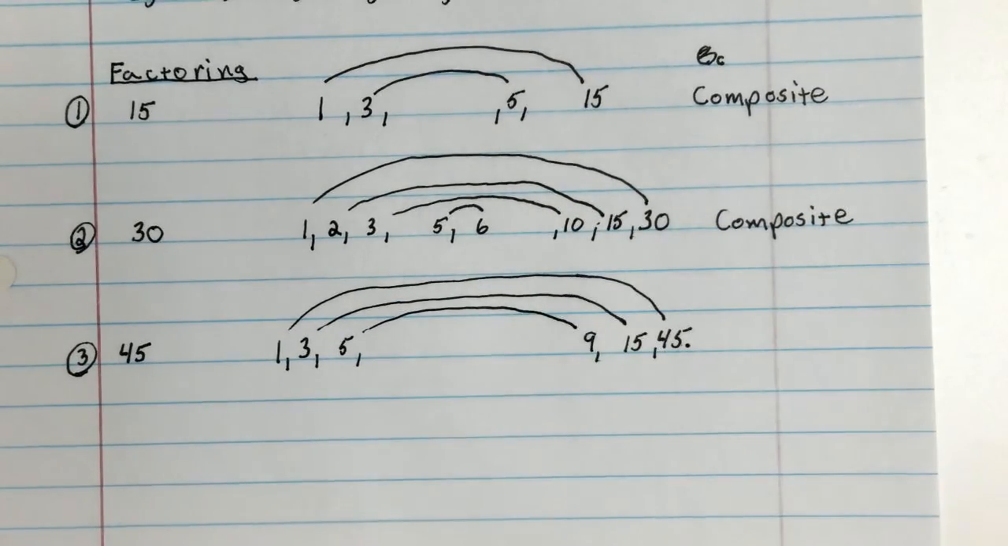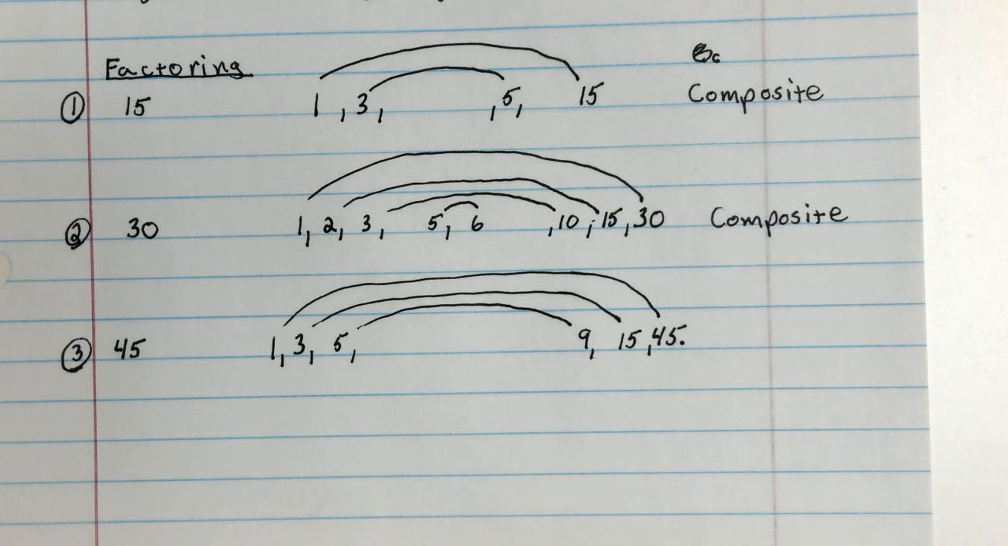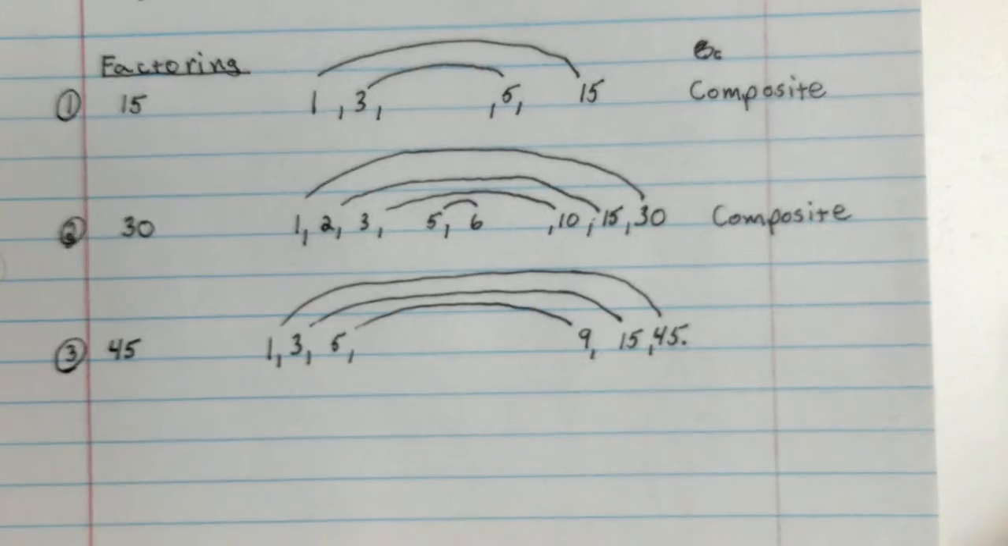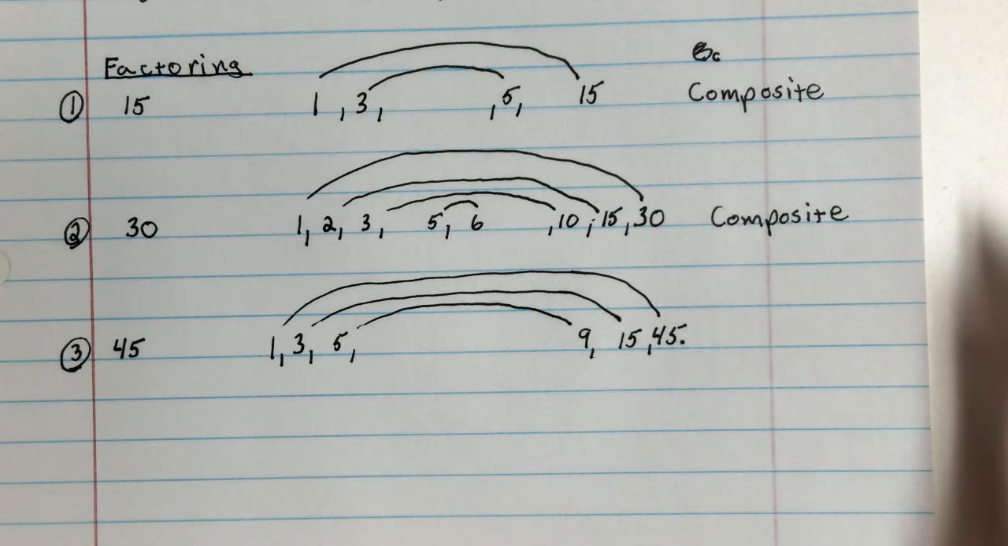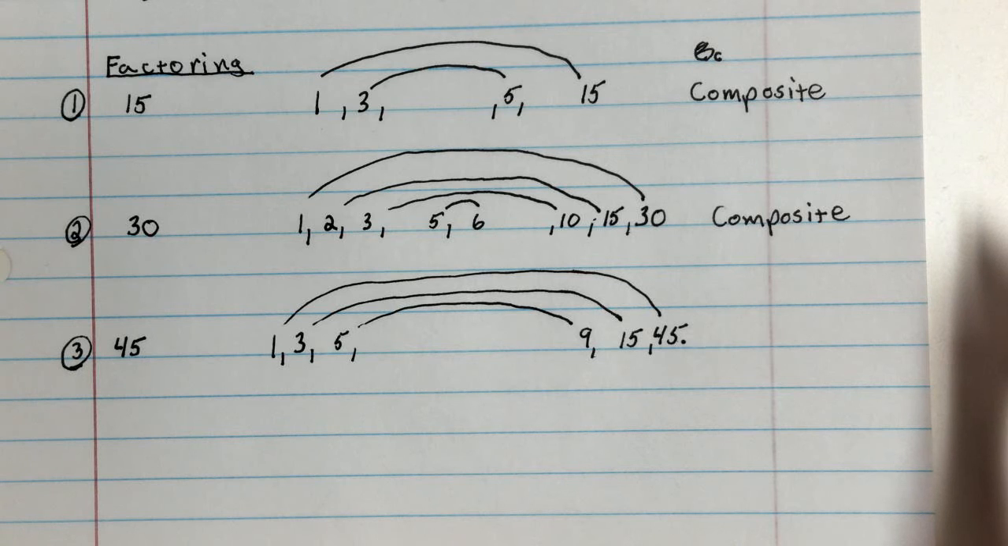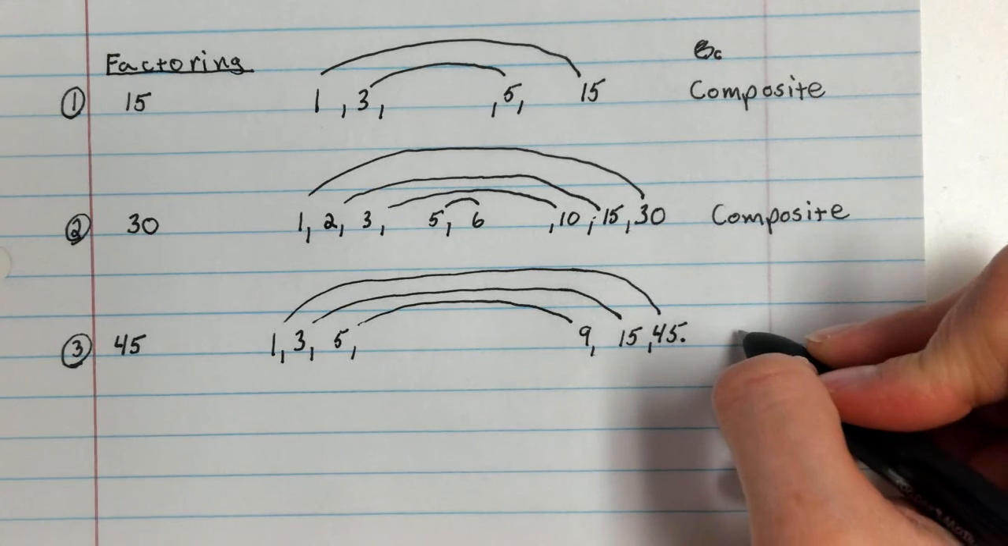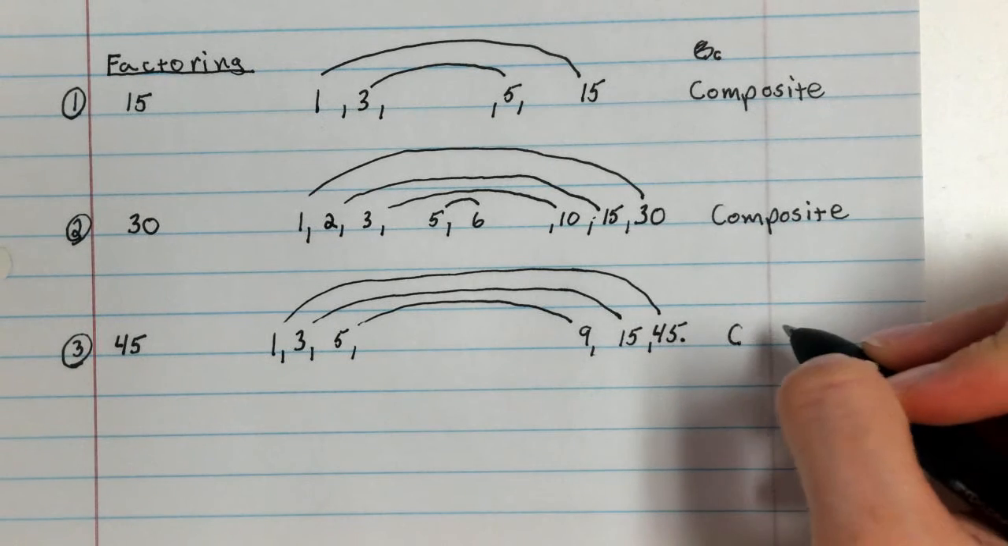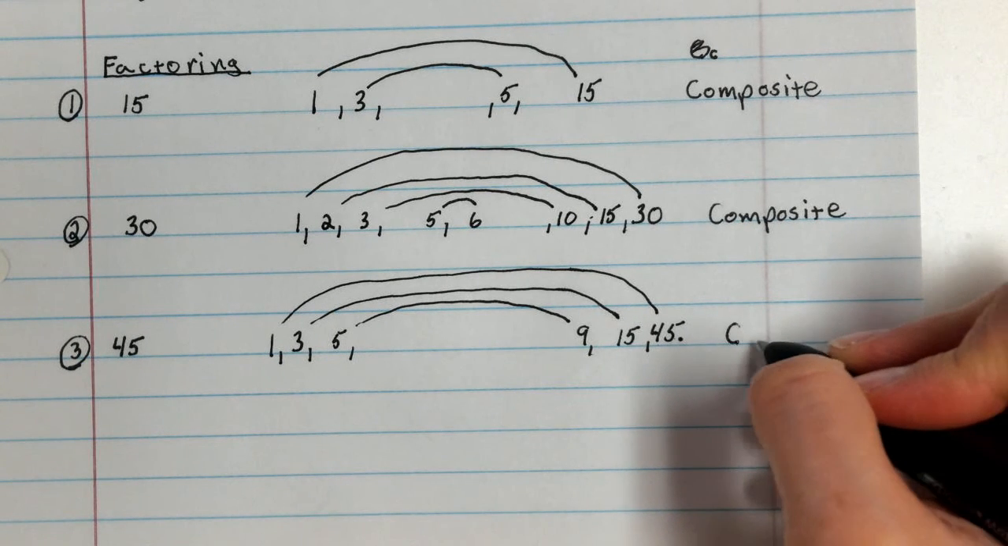All right, what about 6? No. What about 7? What about 8? No. Okay, and then we've met at 9. So how many factors does 45 have? 45 has 6 factors. What is it? Prime or composite? Composite.